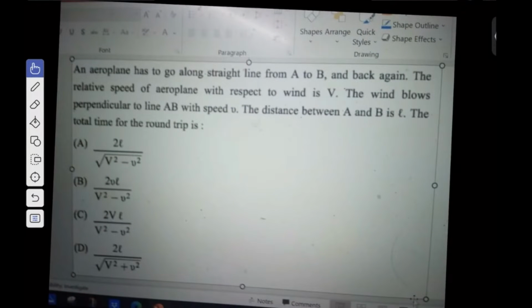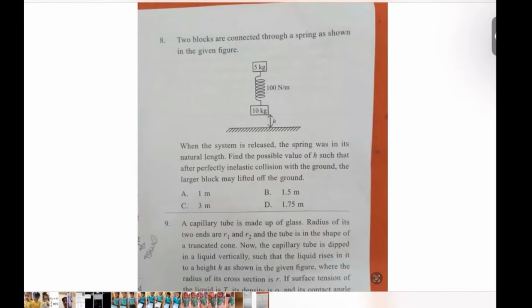An aeroplane has to go along a straight line from A to B, and sir, not this doubt. Which one? It is you only, no? Yeah, you only, the last one. Okay, this one, among them? Yes, sir.